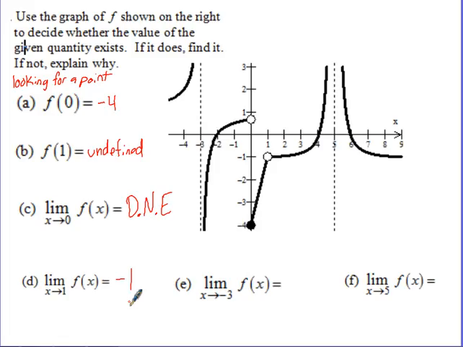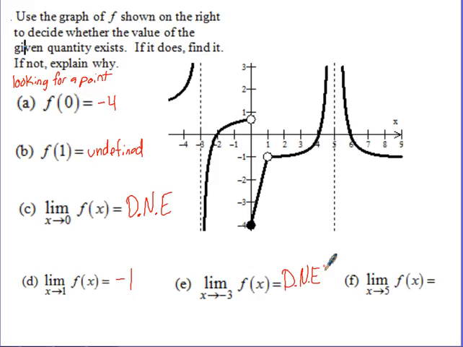Next one. The limit as x approaches -3 of f of x. So here is -3. What happens at -3? I do have an asymptote. And again, I'm trying to get from the left and the right. As I'm going from the left, I'm writing this top curve. From the right, I'm going down on this bottom curve. What happens? They're nowhere near each other. So this limit does not exist.